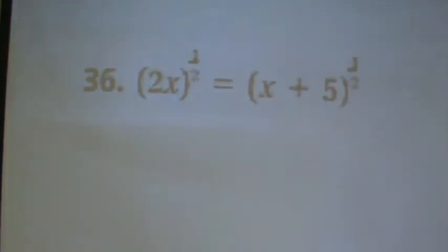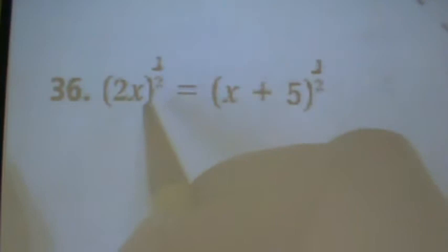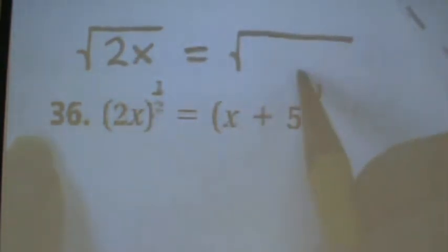So how do you do 36? This is the same as what we just did. They just wrote it with a rational exponent. This means the same thing. You have to be able to go from one language to the other.